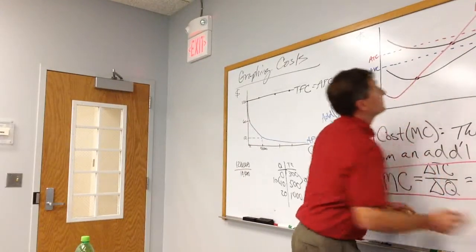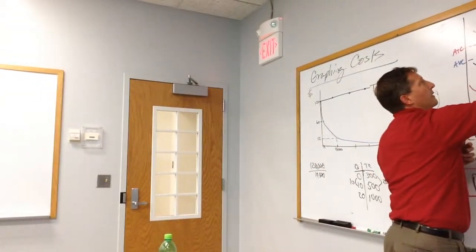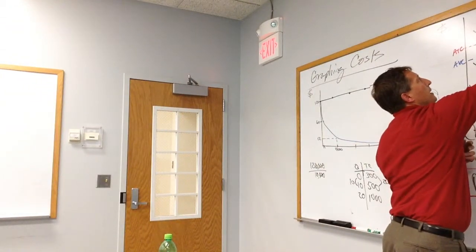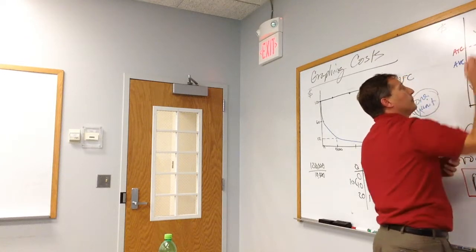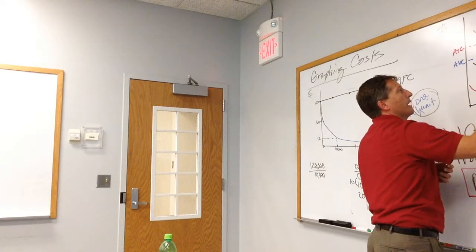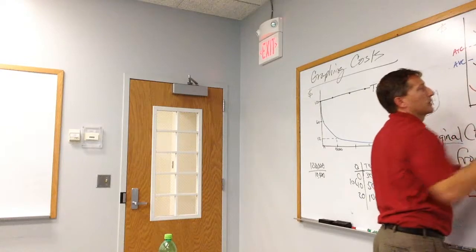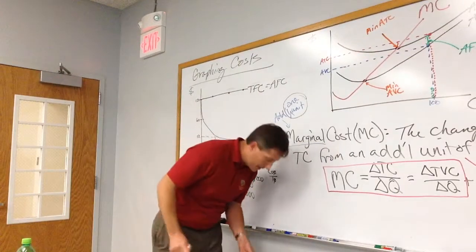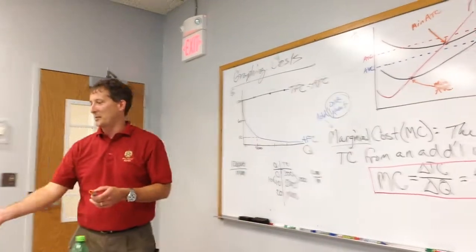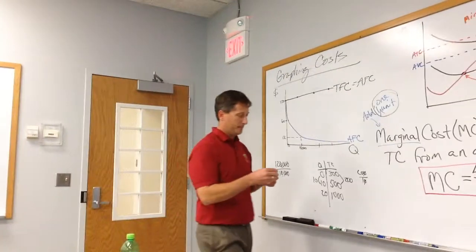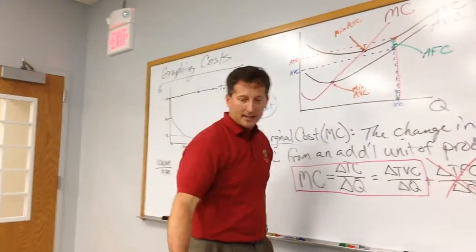All right, so I'd also like you to add that this big fat dot represents the minimum of the average total cost curve. And this big fat dot here represents the minimum of the average variable cost curve. That's why we put the big fat dot there. Okay, so why does it have that shape?